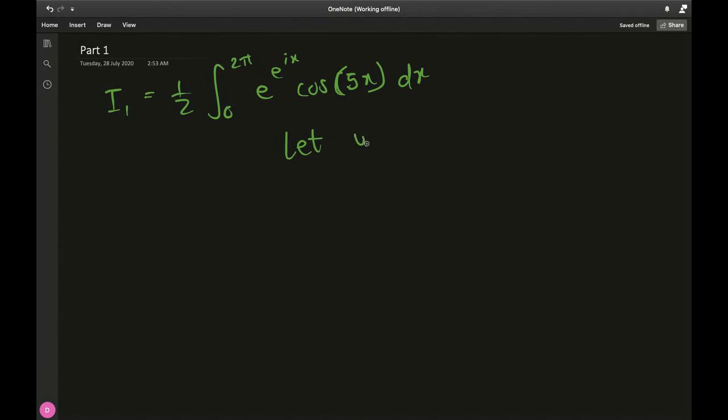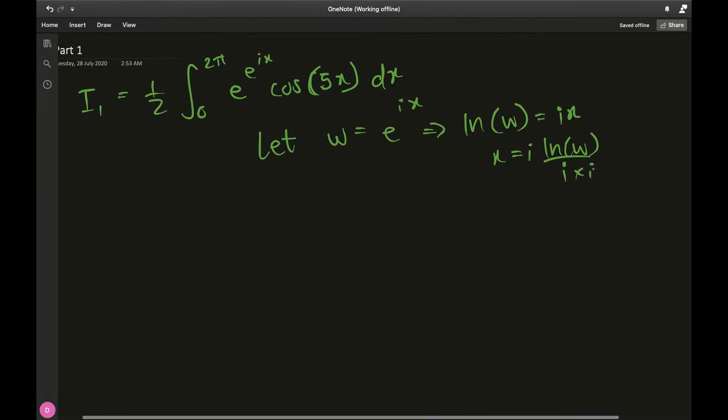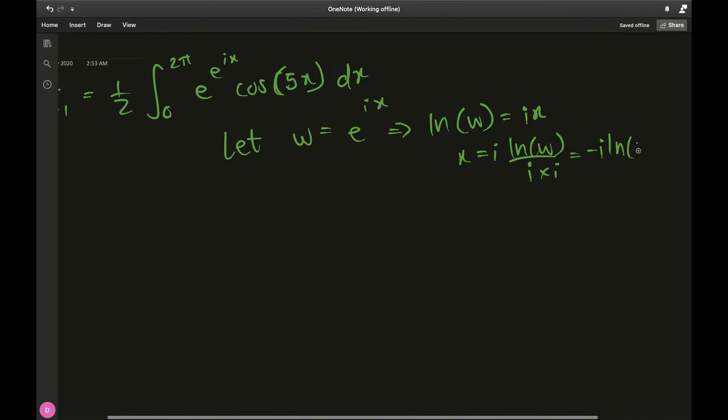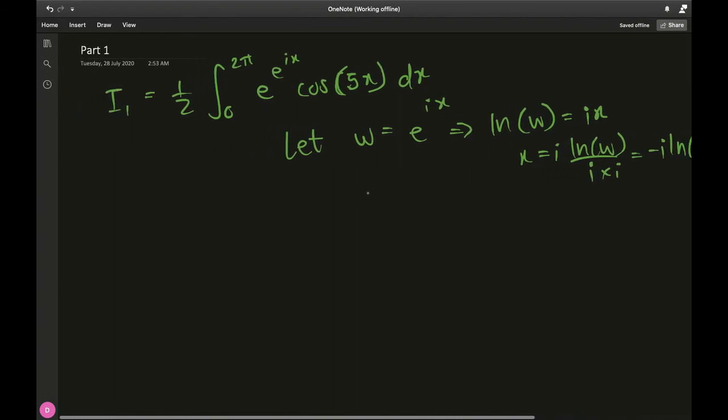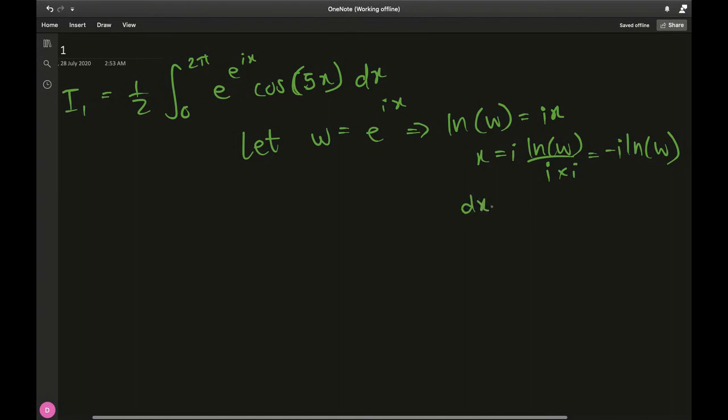Let w be equal to e to the ix, so that instead of e to the ix we'll have e to the w after this substitution. And then notice if we take the natural log on both sides, the natural log of w is equal to ix, implying x is equal to natural log of w over i, but 1 over i, if you multiply and divide by i squared, is negative i, so we have negative i times natural log of w, that's x. Okay, and similarly we can find dx, so dx is just negative i over w dw.